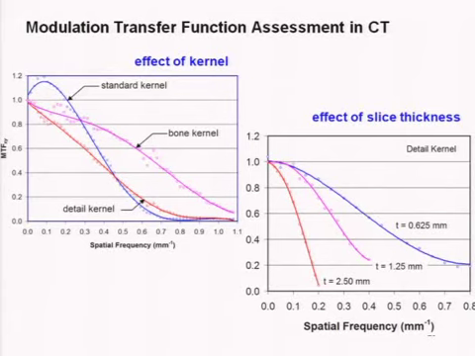So this is the in-plane, the XY plane, and you can see the effect of the various kernels. And I would claim that you can see, I mean, these are quantitative graphs, aren't they? And you can also see the effect of slice thickness.